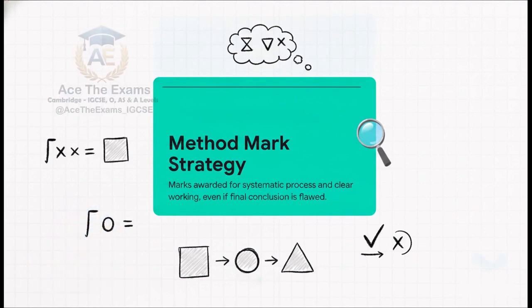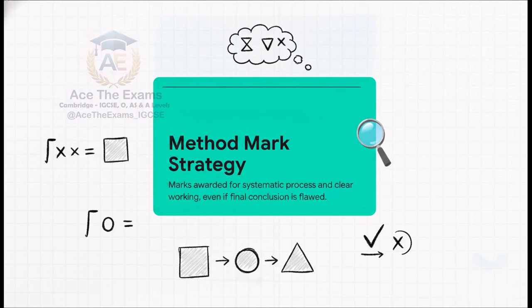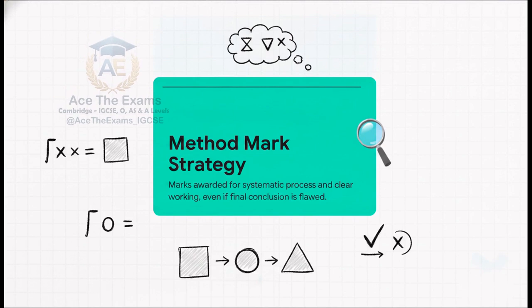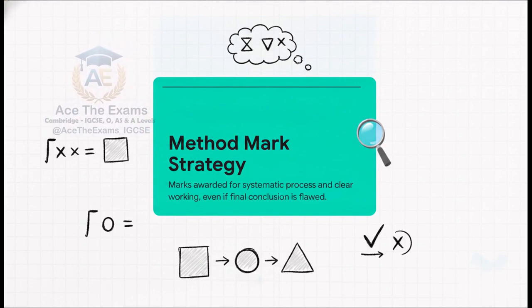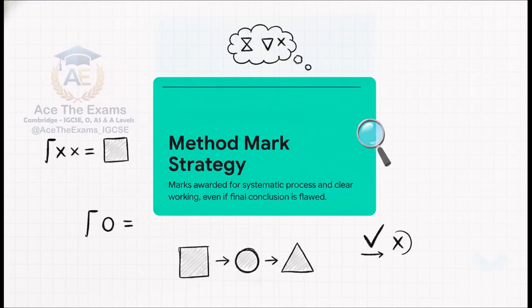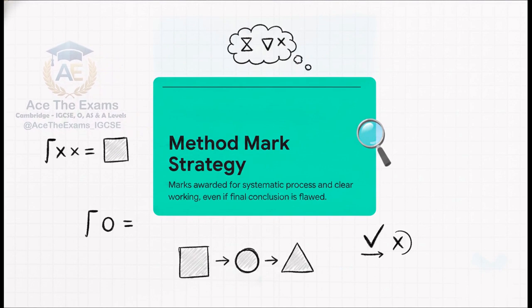The method mark strategy means exactly this. Marks are awarded specifically for the systematic process and your clear working, even, and listen closely here, even if your final conclusion is completely, totally flawed. Let that sink in for a second. Making a silly little arithmetic mistake on the very last line doesn't mean you automatically get a fat 0 for the whole question. No way.